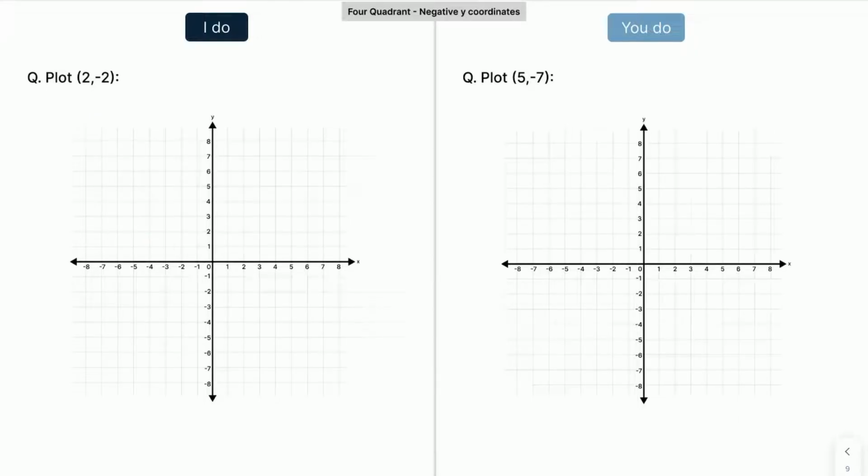And now we've got a negative y coordinate. We've got positive x and a negative y. So we're going to read the x first, as always. So the x is telling us we go there. And then now we are going to go down the stairs.